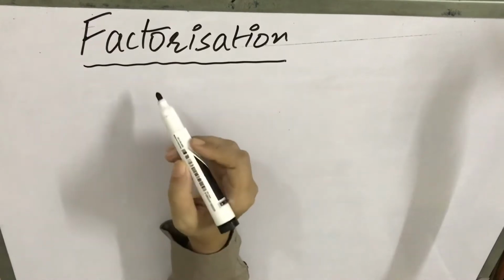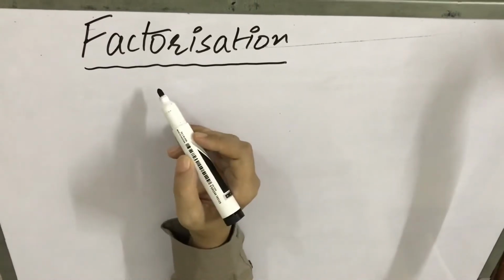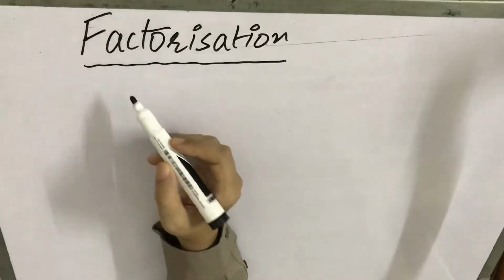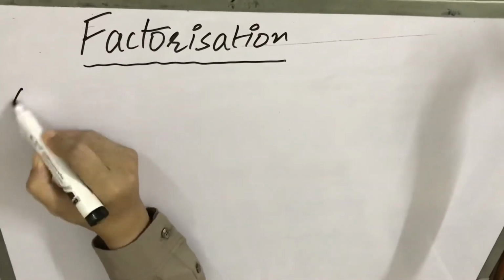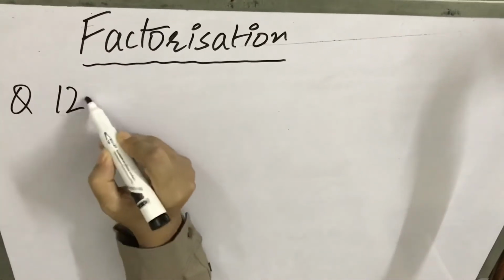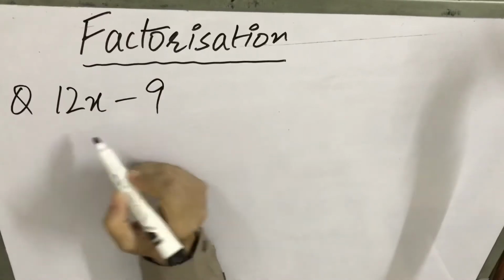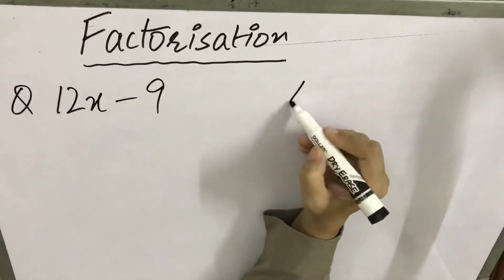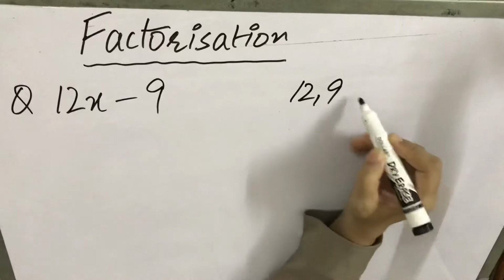The topic for today is factorization. In factorization, we take the common number outside and the remaining inside. We start with the smallest possible example, 12x minus 9. It has a total of 2 terms. In 12 and 9, the maximum common number is 3.